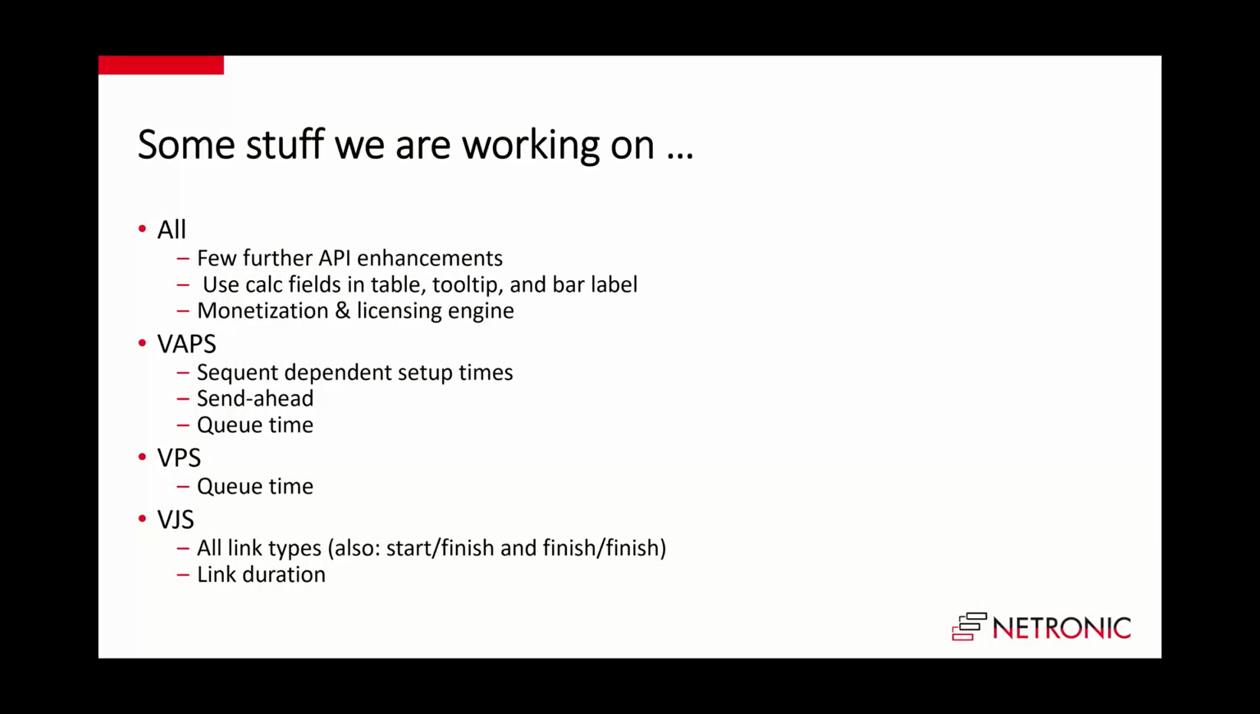I also didn't want to just look back at what we shipped earlier this month, but also shed some light on some stuff that we are working on. So for all products, for VAPS, VPS, and VJS, we will do a few further API enhancements, especially with respect to coloring and layout flexibility. We also work on making calc fields available in the dialogues to configure the table, the tooltip, and the bar label. Currently, we can only show fixed fields there, but going forward, we also want to give you the capability to show calc fields, for example, in the tooltip.